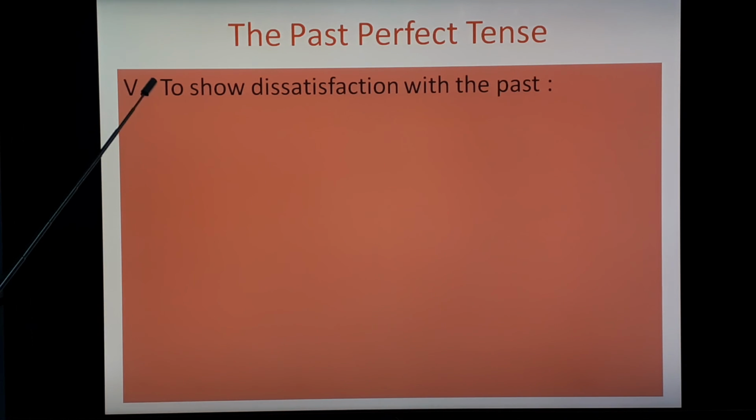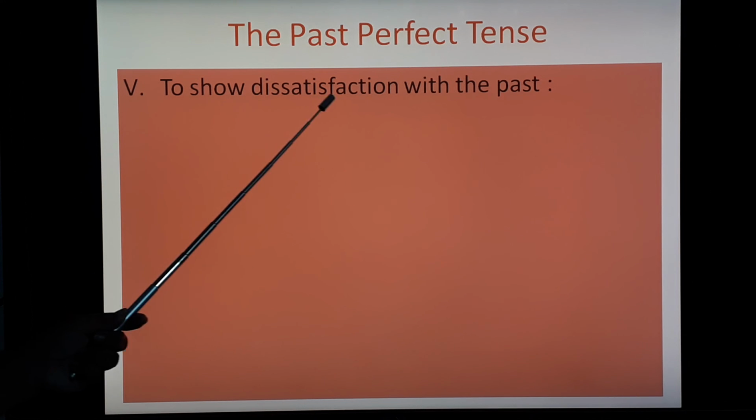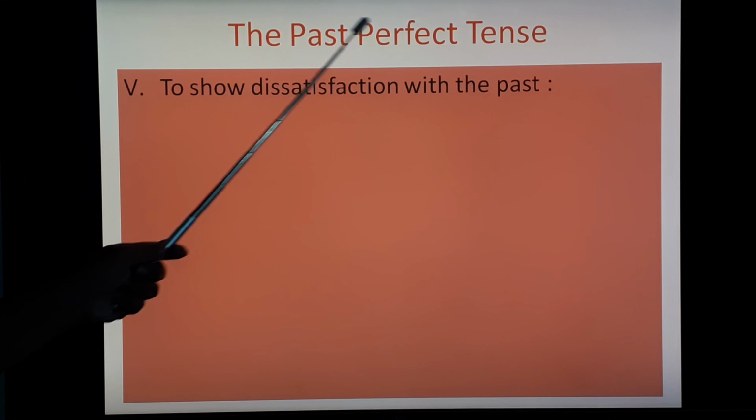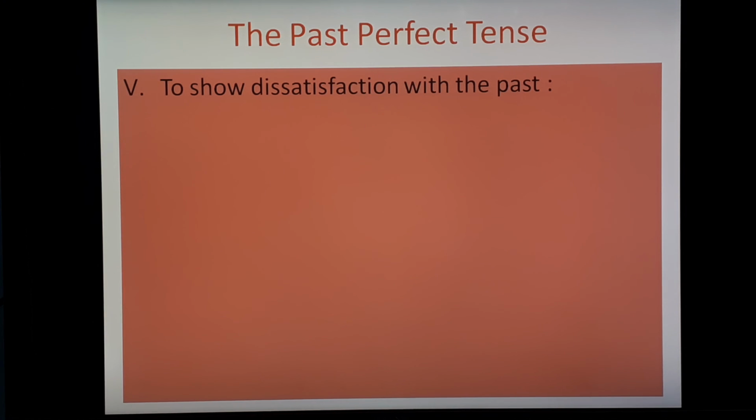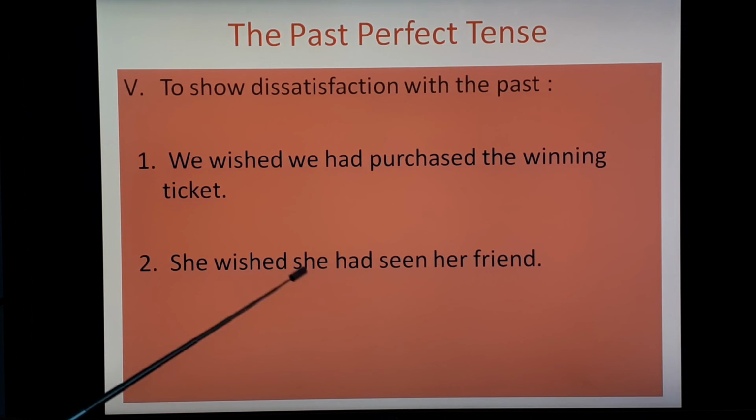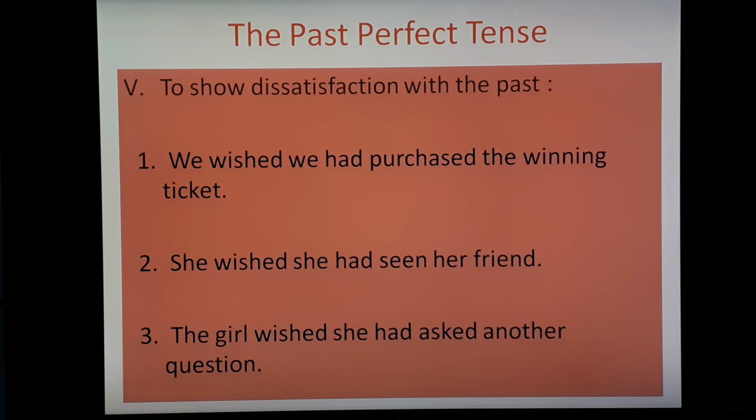Fifth one, to show dissatisfaction with the past, we can use the past perfect tense. For example, we wished we had purchased the winning ticket. She wished she had seen her friend. The girl wished she had asked another question.